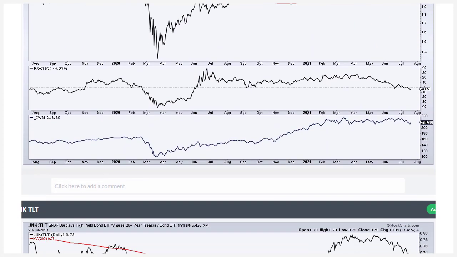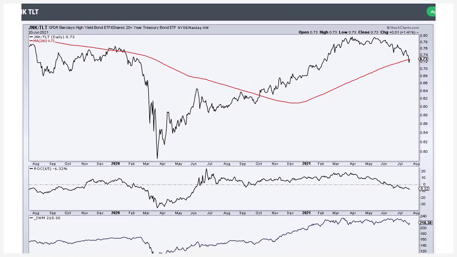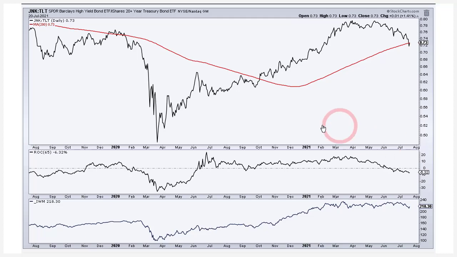And I'm going to first skip down to the junk bond TLT ratio. Now I'm showing this as adjusted data, JNK:TLT, to show the ratio between the two. And so this ratio rises when junk outperforms treasuries. So treasuries are the safest, the safe havens. Junks are the highest risk bonds. And so when they're outperforming, that's bullish for the market.